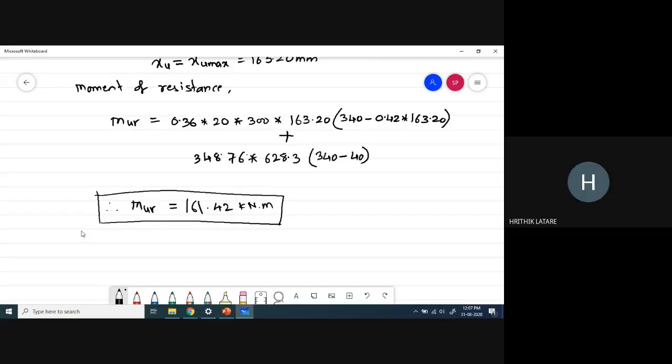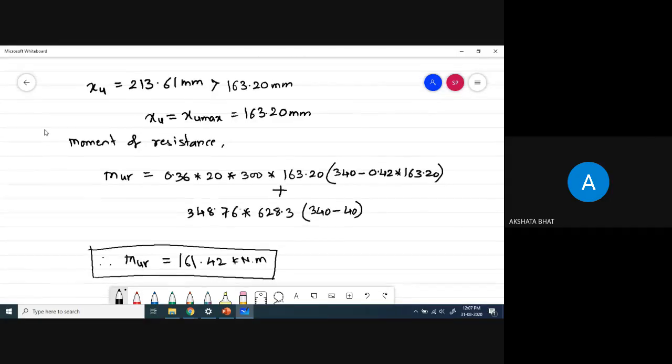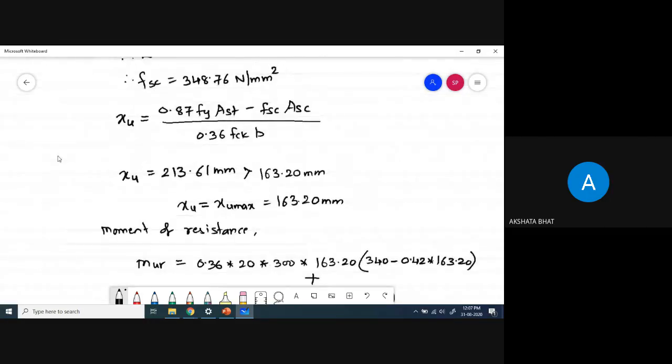Ma'am, when we did the second iteration, we got XU as 213.6, which is greater. So if we had gotten less than 163, then we would have to repeat the whole process again. Yes, correct. For the newly calculated XU value, we have to again calculate epsilon SC, then again FSC. All that will have to be repeated again. Okay, ma'am. All right.